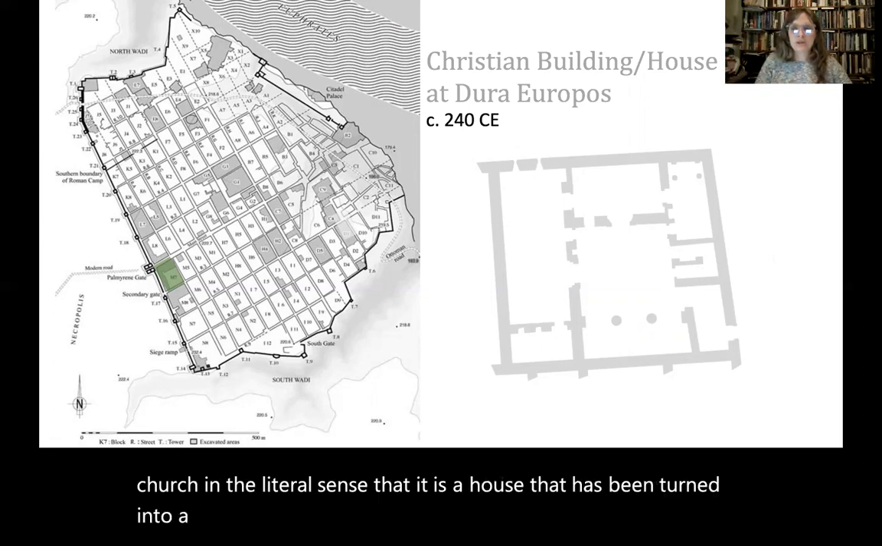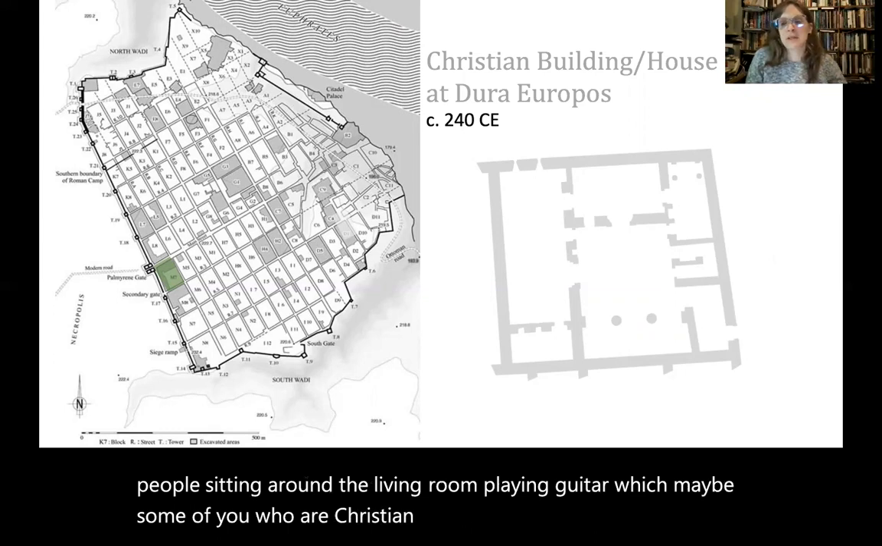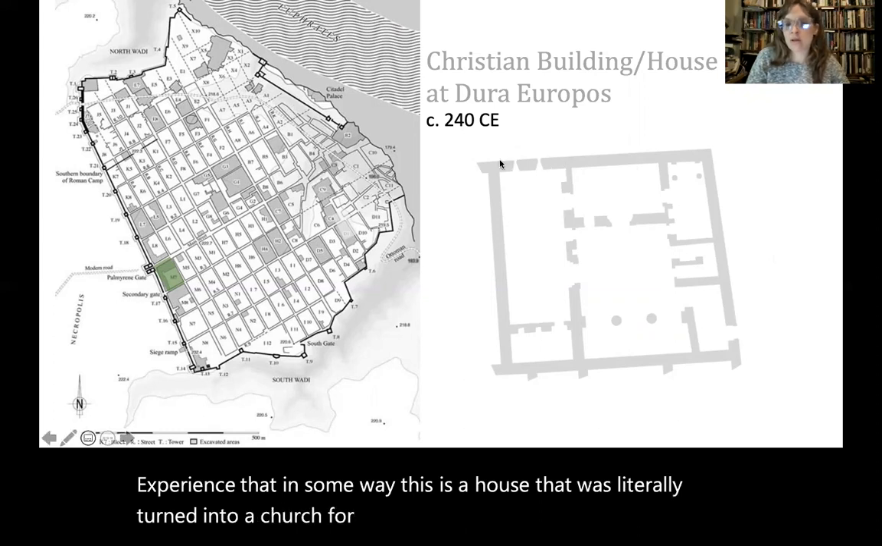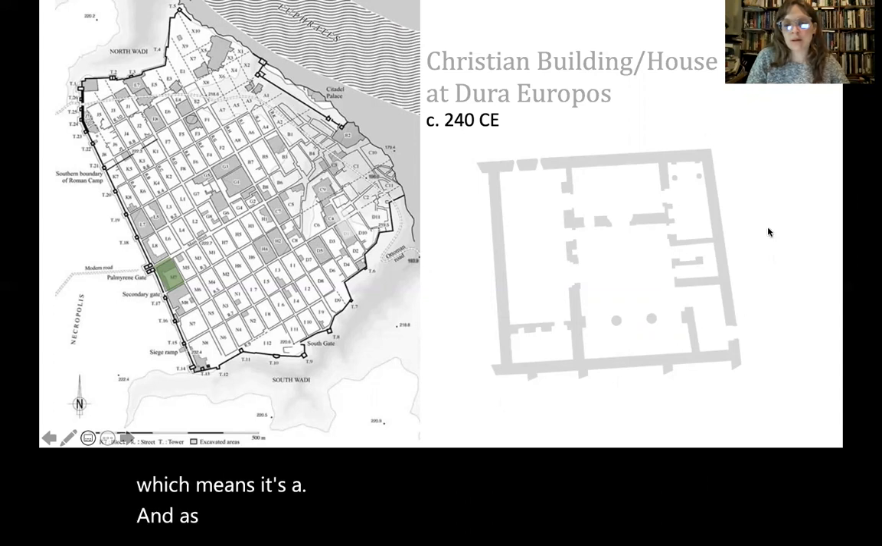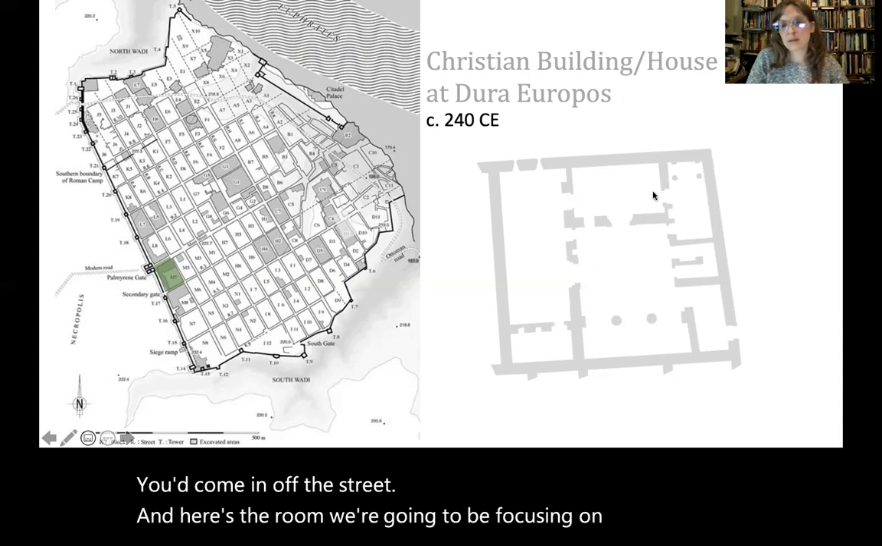So it's not a house church in the sense of a bunch of people sitting around a living room playing guitar, which maybe some of you who are Christian identifying have experienced in some way. This is a house that was literally turned into a church for liturgical use. So it's a Roman domus, which means it's a usual square layout. It has an open atrium in the center. You'd come in off the street. And here's the room we're going to be focusing on because it's the best surviving.